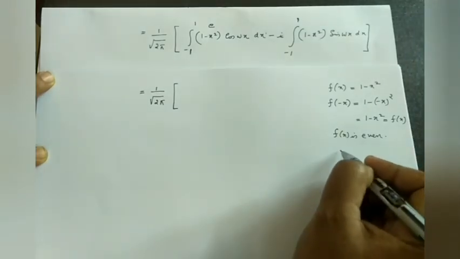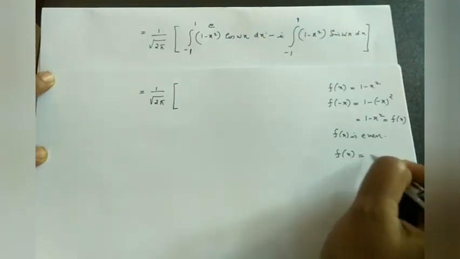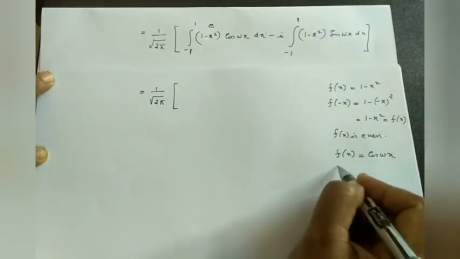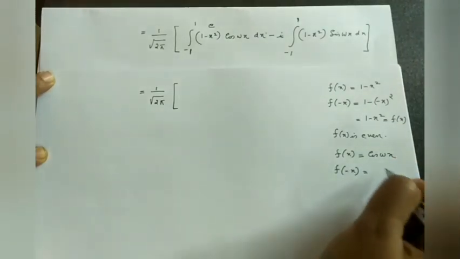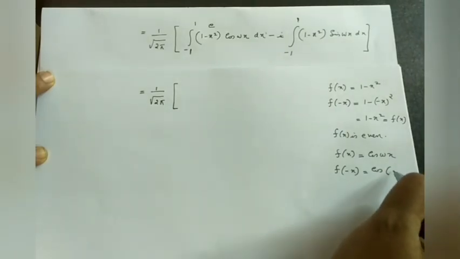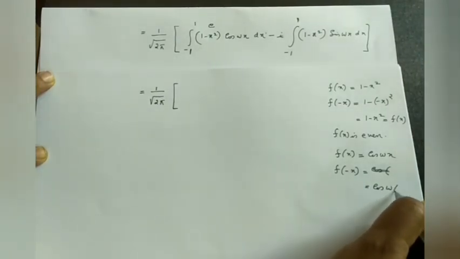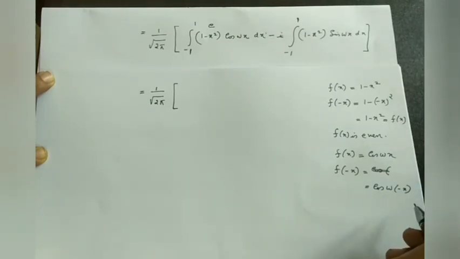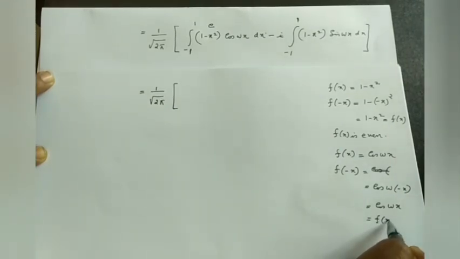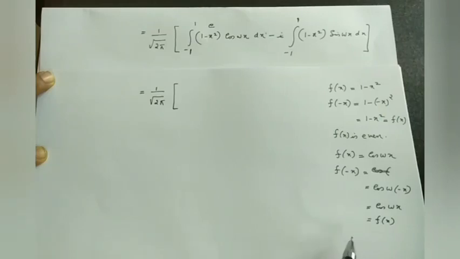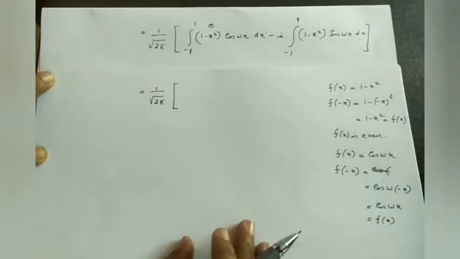Now for the case of cos omega x, f of x is equal to cos omega x. f of minus x is equal to cos omega into minus x. I am rewriting it because it is cos omega into minus x. Cos of minus theta is cos theta, that we already know, so that is cos omega x. What is cos omega x? The same function f of x. Therefore we know that the function f of x, that is cos omega x, is even.